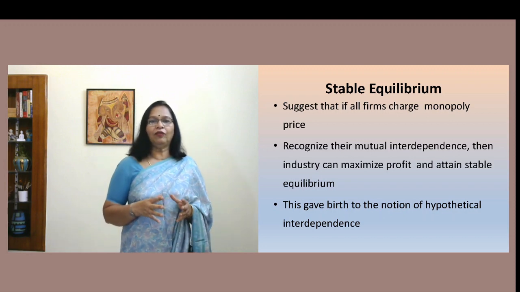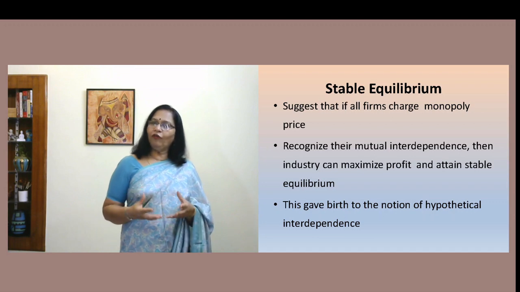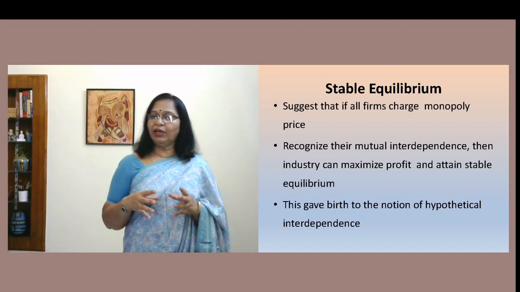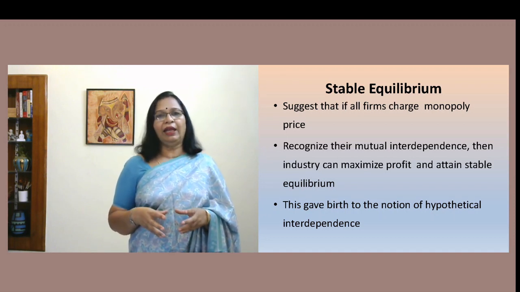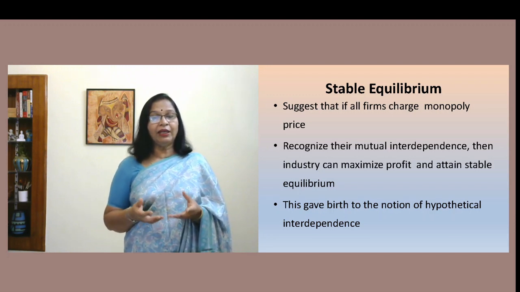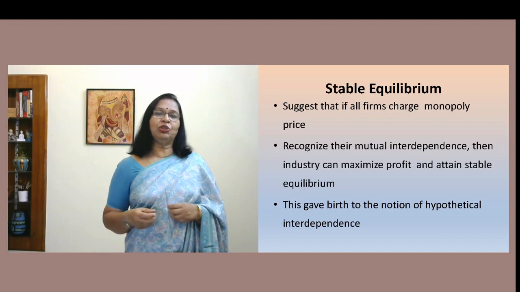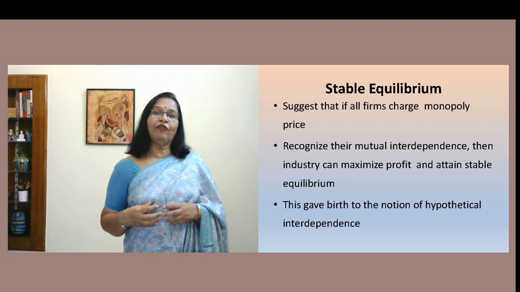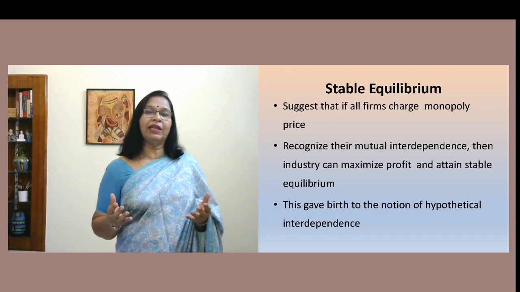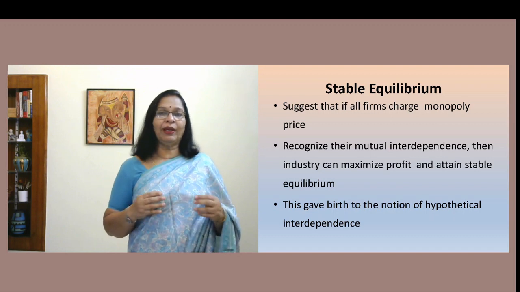Brings this idea of stable equilibrium. He asks this question: if all firms charge monopoly price and firms recognize their mutual interdependence, wouldn't it be possible for the industry to maximize profit and attain stable equilibrium? This was his question, and it gave birth to another idea of studying firms in an interdependent situation. So from here on, we study firms as taking interdependent decisions rather than independent ones as earlier.